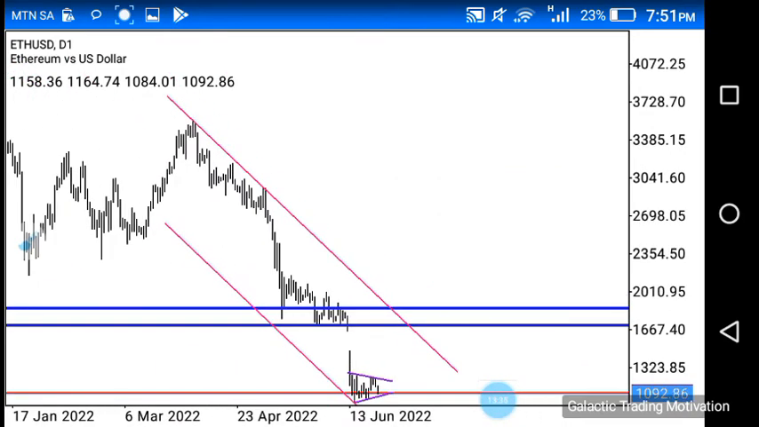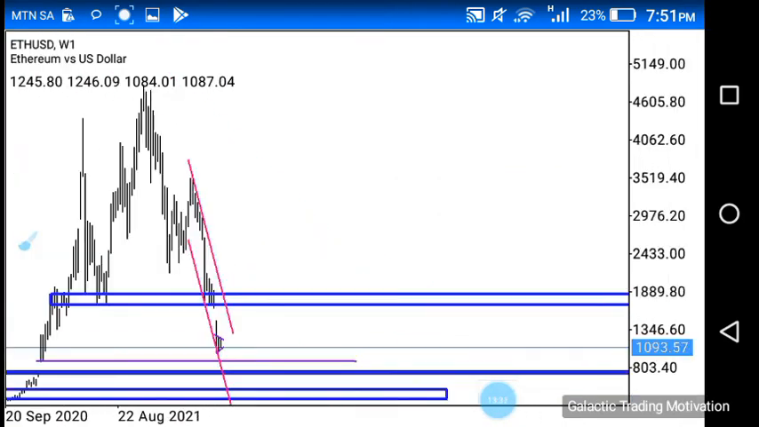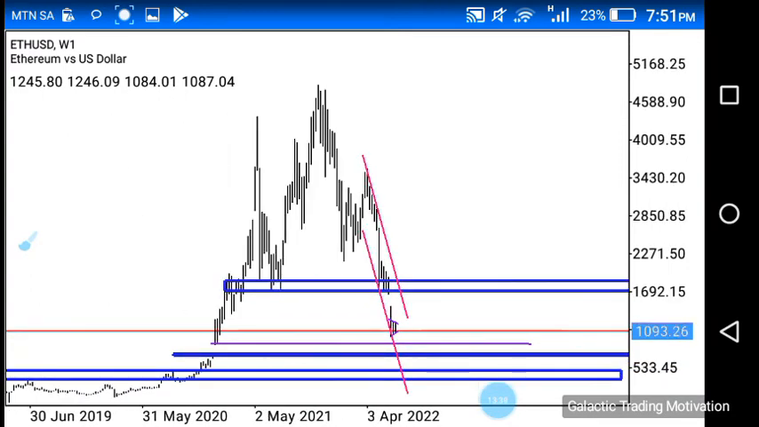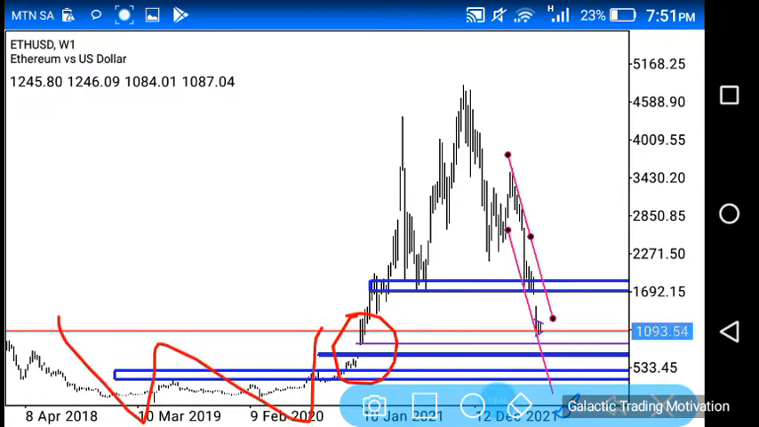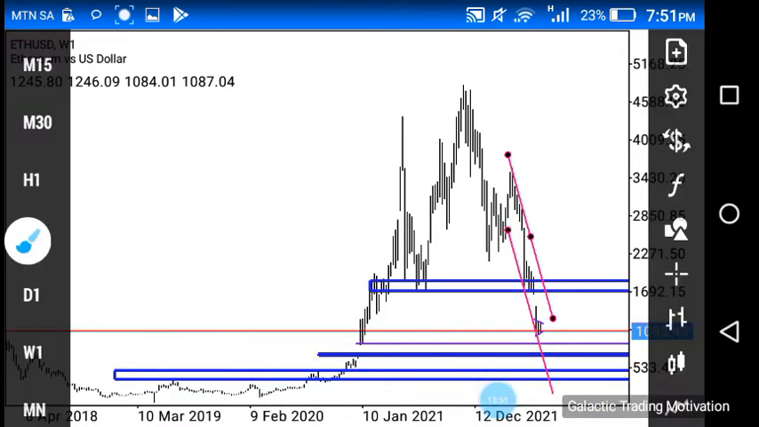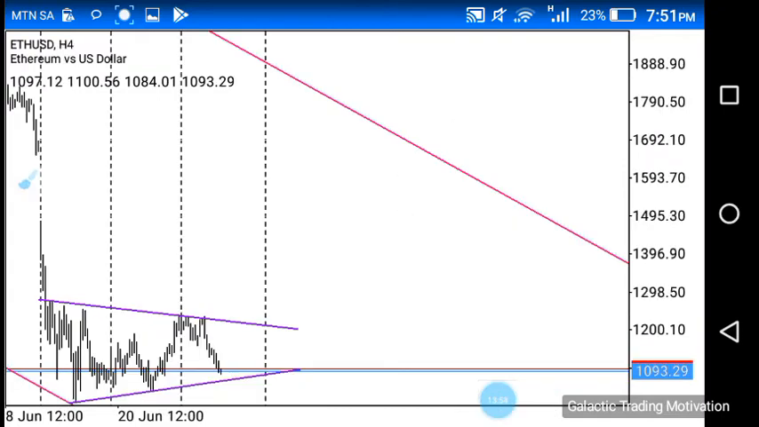let me go back to the weekly chart. There's scope for price to go down because of this gap over here, as well as the fact that we have a W structure over here and the neckline that still needs to be retested by the market. So let me just go back to the H4 chart.